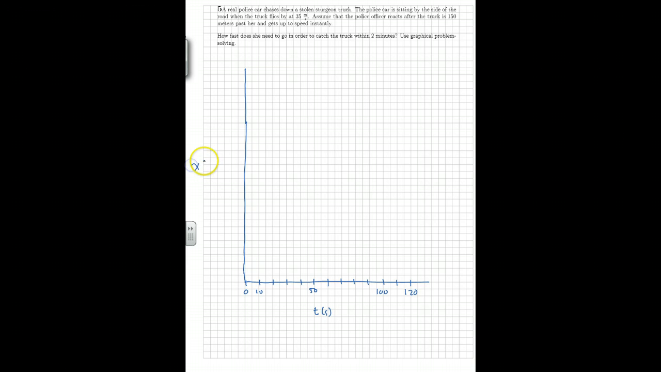On my position graph, I'm going to think about how far the truck is going to go. It's going 35 meters per second, which is a pretty good clip. In 100 seconds, that's going to be 3,500 meters, and I'm going 20 seconds more than that, so it's going to go pretty far. So I'm going to need this to go up to about 5,000 meters, something like that. So I'm going to try to space this by maybe 200 meters.